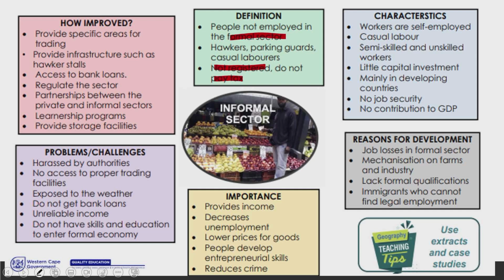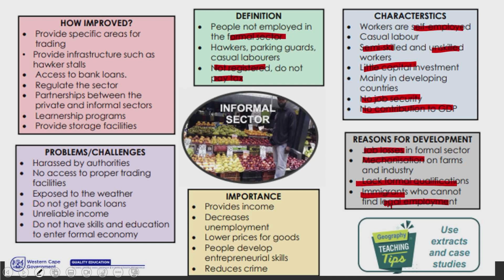What are the characteristics? People are self-employed, semi-skilled or unskilled, they lack qualifications, some of them, little capital is required, and there's no job security, there's no contribution to the GDP. The only way they contribute is when they purchase their goods at formal industries, they pay VAT. Then, reasons for the development: because of job losses or retrenchments in the formal sector. Mechanization caused people to lose their jobs, so they need an additional income. Lack of formal qualifications, immigrants who cannot find legal employment because they possibly are not legally documented.